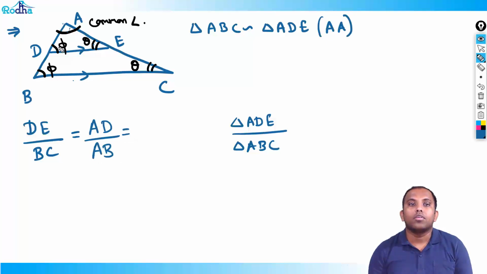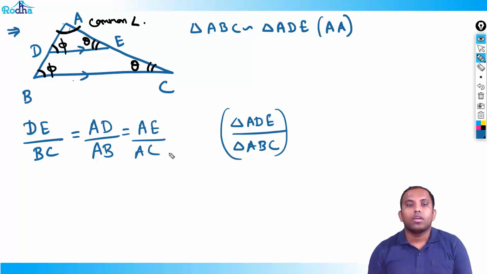Right? Now we'll pick the angle phi. So again, in triangle ADE, since we are writing in the numerator, phi opposite is AE, and in triangle ABC, what is phi opposite? AC. So I'll write AE upon AC. Fine.